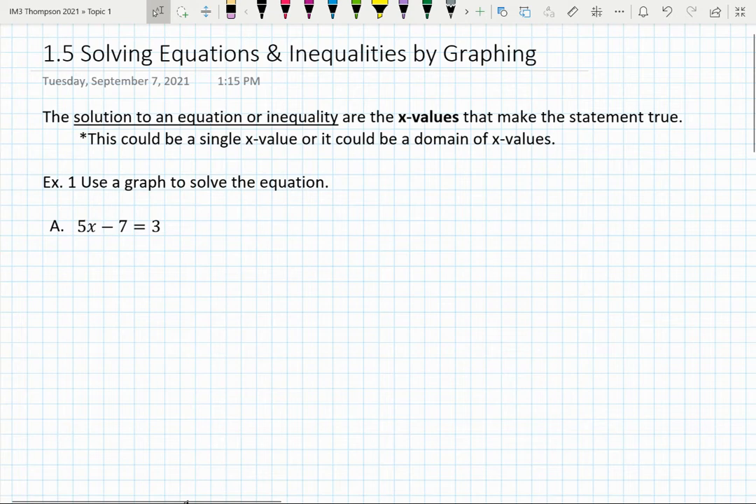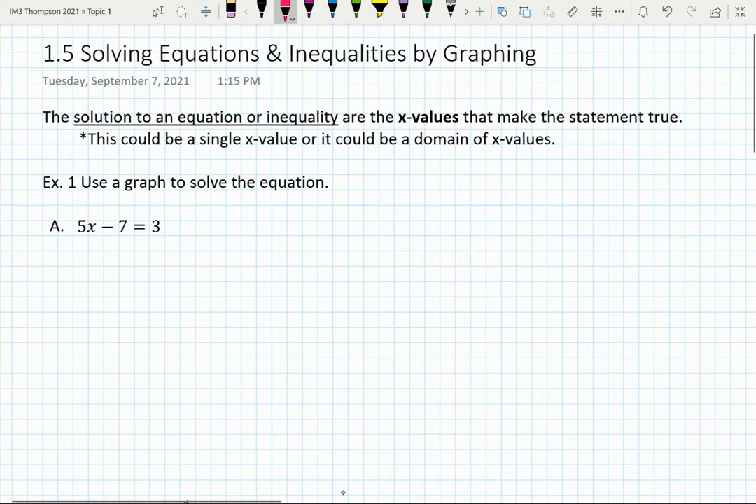Use a graph to solve the equation. So here is our plan of action, if you will. I have the equation 5x minus 7 is equal to 3. I fully believe you could solve that algebraically, right? We'd add 7 to both sides, divide by 5, get an x value. But the directions are to solve it graphically, and we're going to have to graph when we get onto the homework. So let's do that.